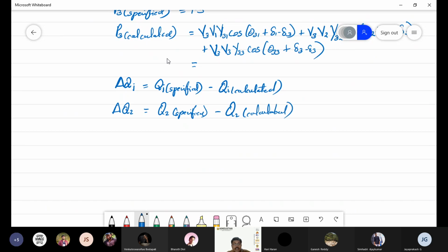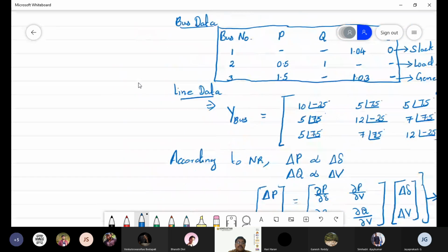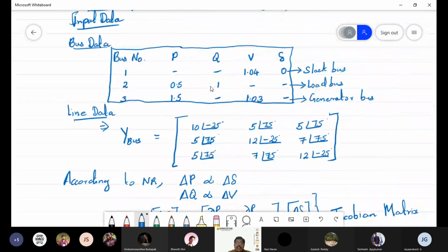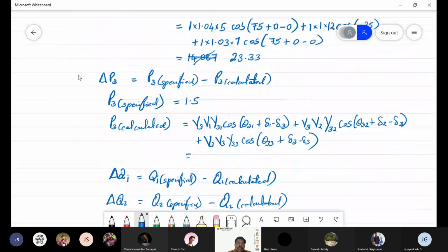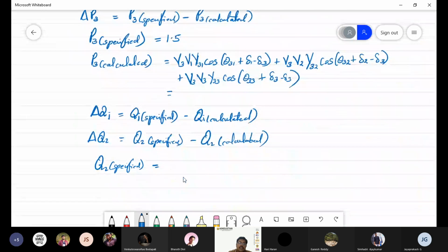Now you need to find the calculated value, because the specified value is given in the problem, that is Q2 specified, that is equal to, let us see the problem there. So here it is given, yeah, Q2 is equal to 1. Therefore the value directly we can get from the problem, that is Q2 specified is equal to 1. Right. Now we need to find Q2 calculated.